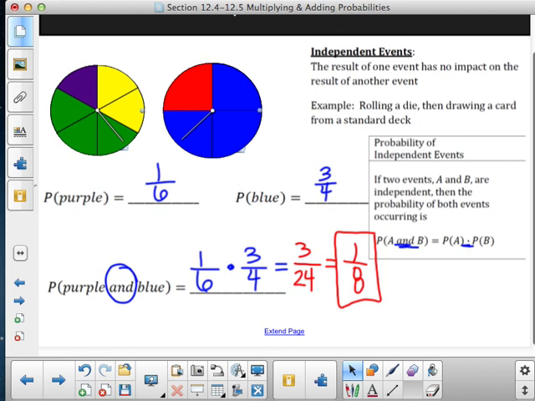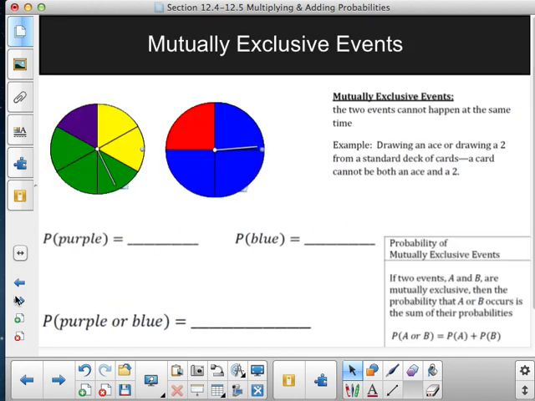So that's independent events. We're also going to talk about mutually exclusive events. Two events that cannot happen at the same time are mutually exclusive. An example would be drawing an ace or drawing a 2 from a standard deck of cards, because you cannot be an ace and a 2 at the same time. Here's an example that would not be mutually exclusive. If I drew a heart and an ace, those two things could happen at the same time because you could have the ace of hearts, so they are not mutually exclusive.